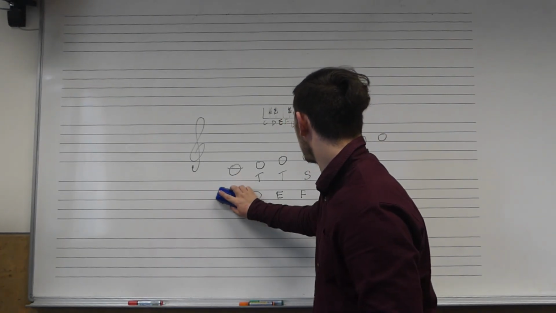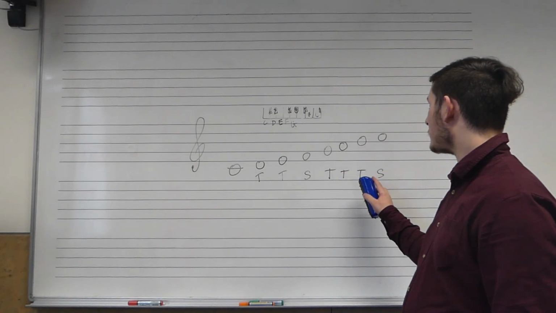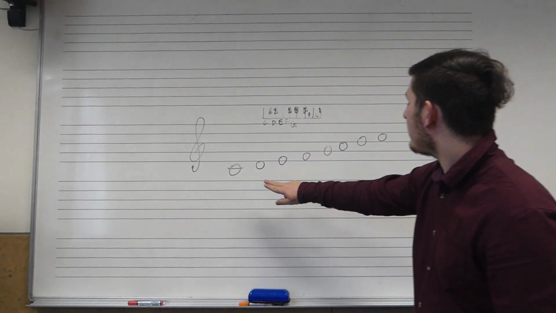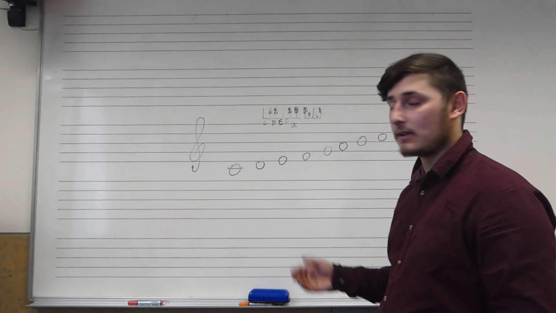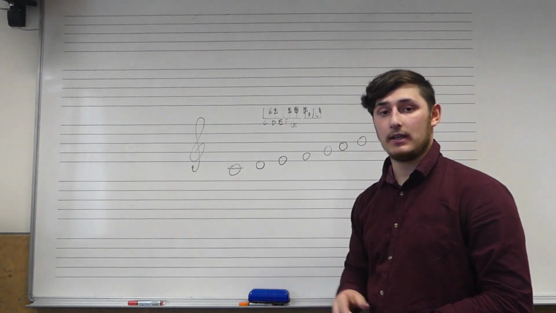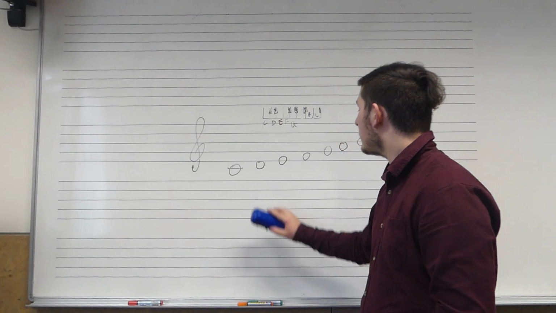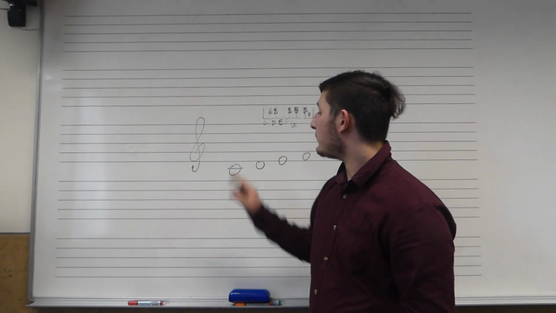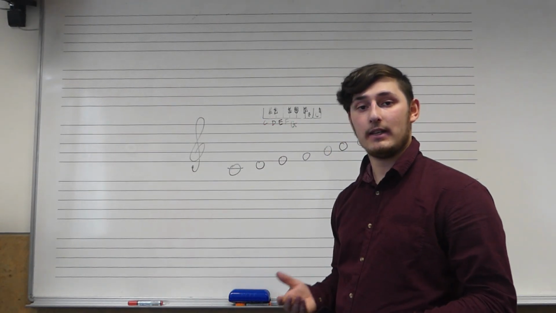So, from this tone, tone, semitone, tone, tone, tone, semitone, we can find that C major has no sharps or flats because it does not go onto any of the sharps keys or the black keys. So, for our key signature for C major, there is no key signature.